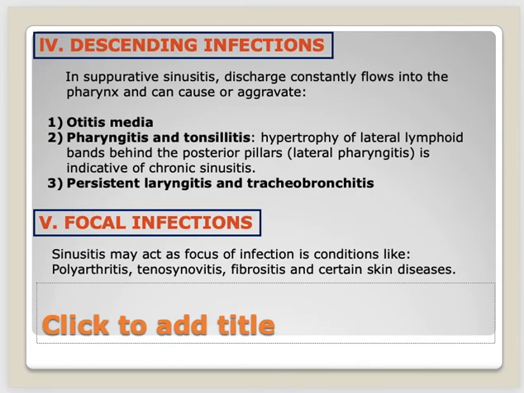The last one is descending infections. When the infection from the sinuses descends down, it can involve the ears, because the ear is connected with the nose or pharynx by the eustachian tube. So it can lead to otitis media, pharyngitis or tonsillitis. Coming below, it can cause laryngitis or tracheobronchitis. So these are the descending infections which can be caused.